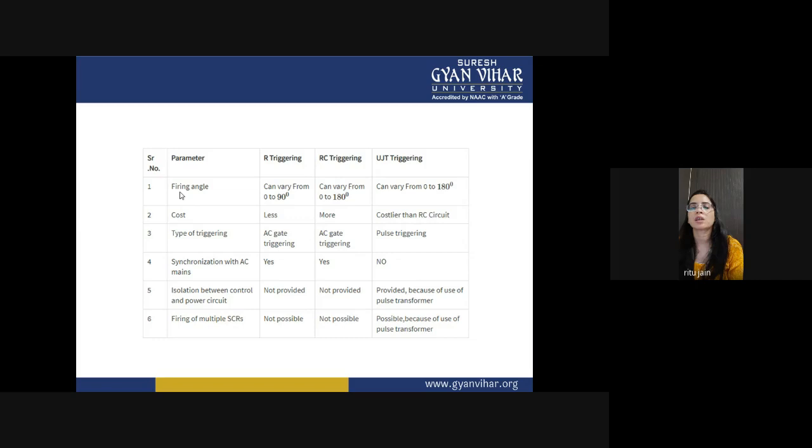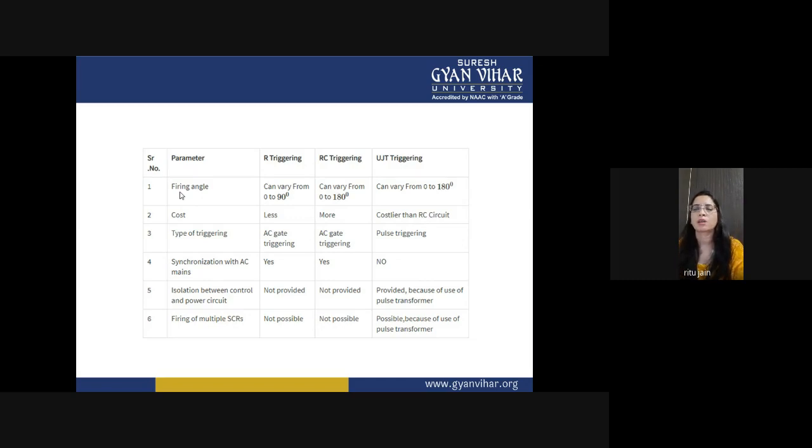Next parameter: is it able to synchronize with your AC mains? Yes. R and RC triggering are both able to synchronize with your AC mains. Next is your isolation between control and power circuit. It is not provided in both R triggering and RC triggering.